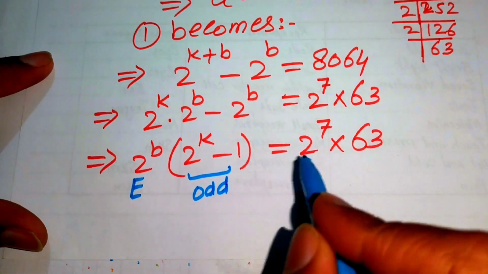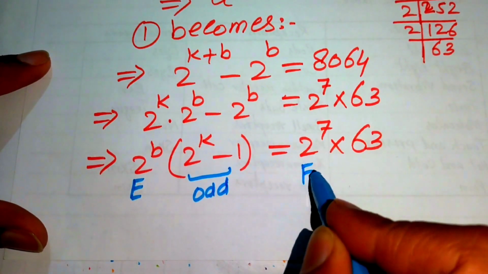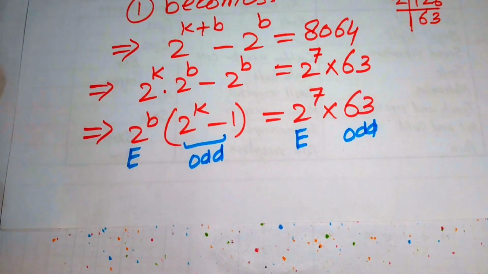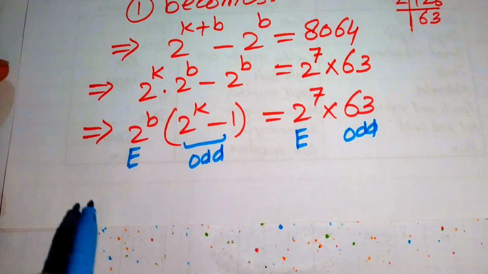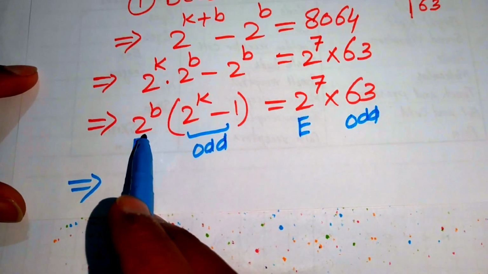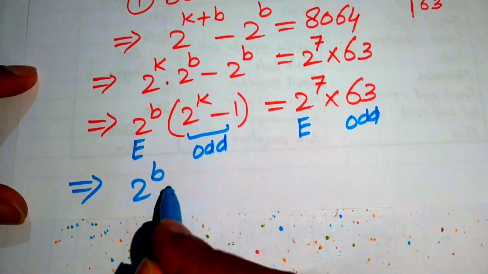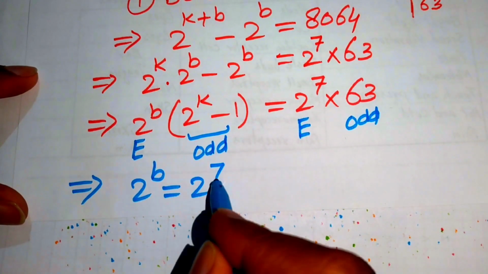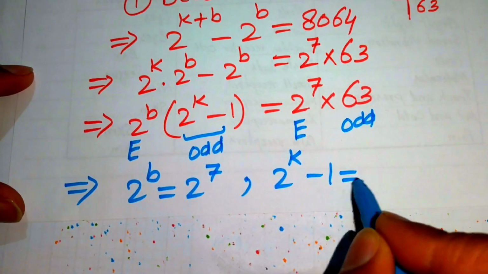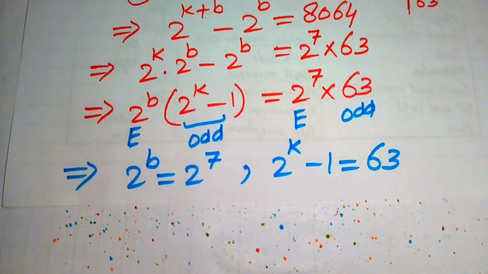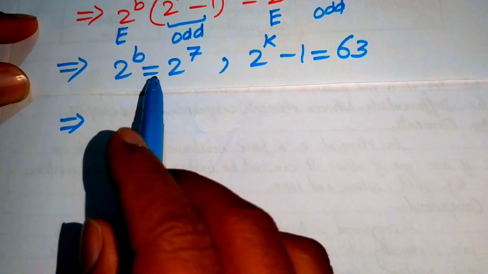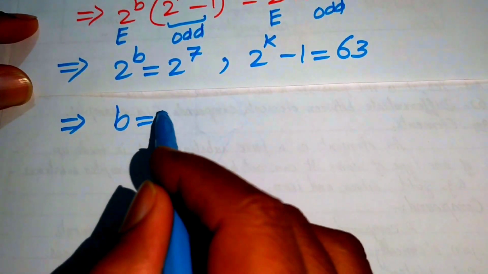Similarly, if you focus here, then this expression will become an even number and this will be the odd number. So now we compare both of the sides and here we compare even and odd numbers. So we equate even numbers and odd numbers. In the left hand side we have the even number 2 to the power of b and in the right hand side we have 2 to the power of 7. And similarly the odd numbers are 2 to the power of k minus 1 equals 63. And now when we compare the exponents of this equation, then you get the value of b equals 7.